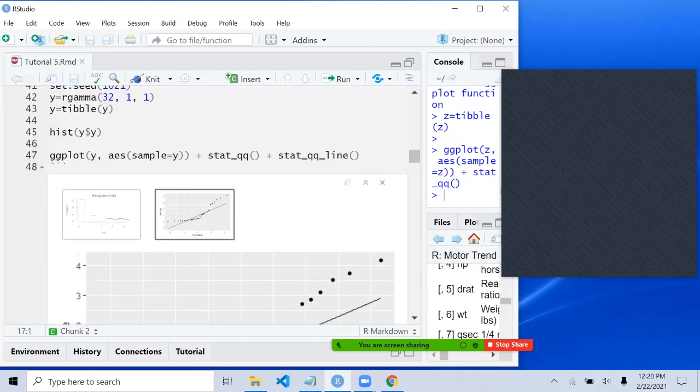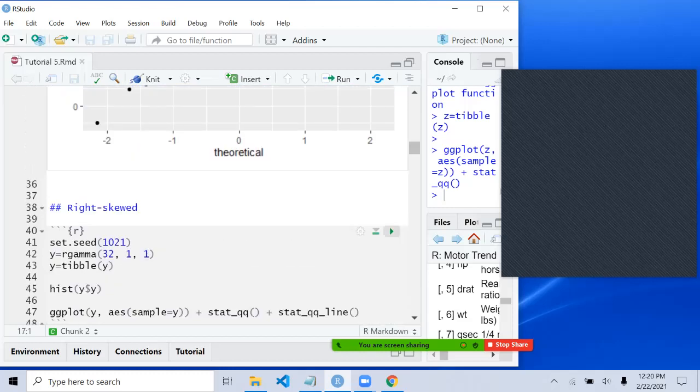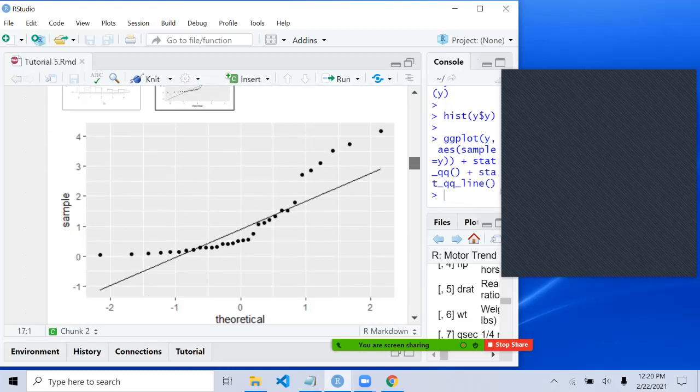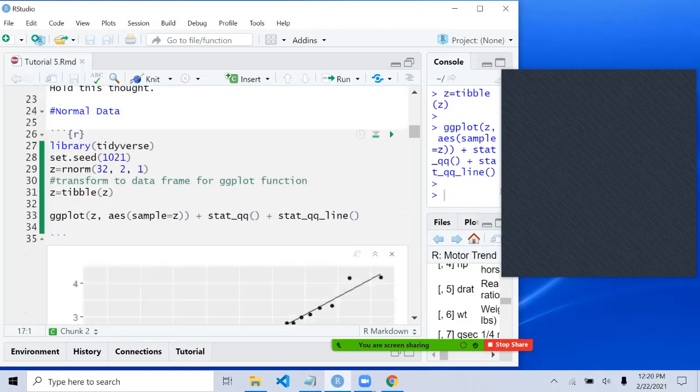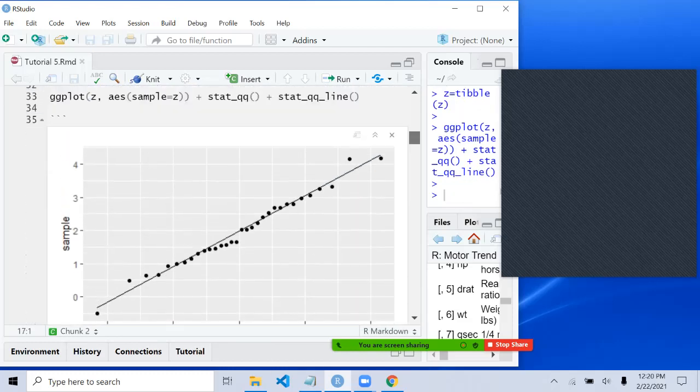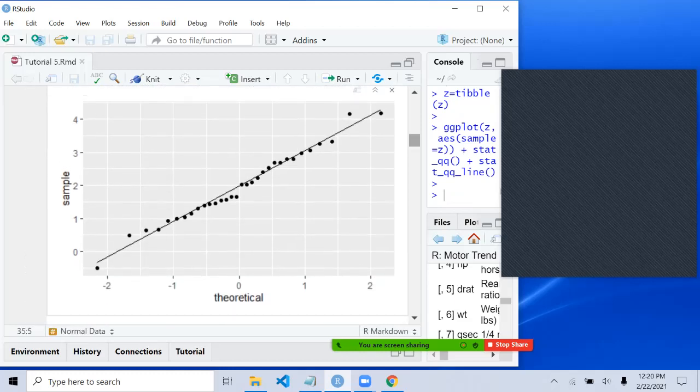So when I keep adding features to my plot, I get the entire QQ plot, which looks like, oops, looks like this. I meant to do this one first. So this is normal data, right? Now, how do I know it's normal? For the most part, the points actually track the line, right? So I don't see any kind of obvious failure to track the line.